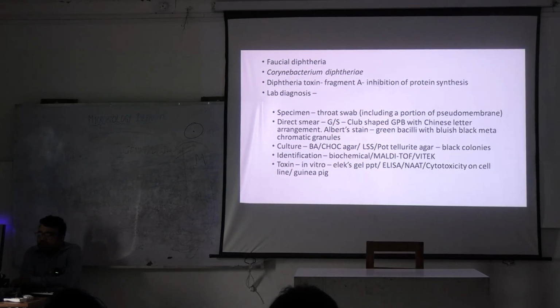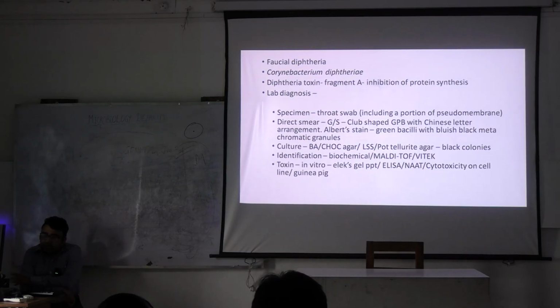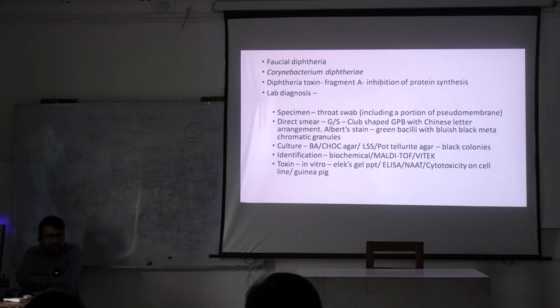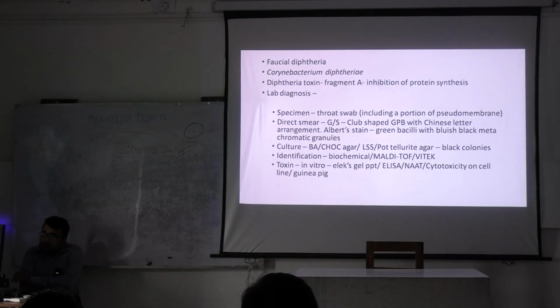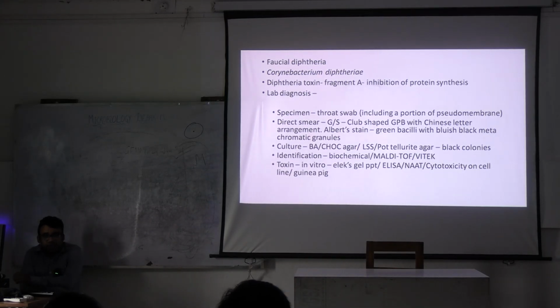Identification can be done with biochemical or multitoph. A very important part is detection of toxin. How can we detect toxin? There are in vivo tests and in vitro tests. In vivo means when we apply it within living beings, that is the animals. That would be the animal experimentation on guinea pig.